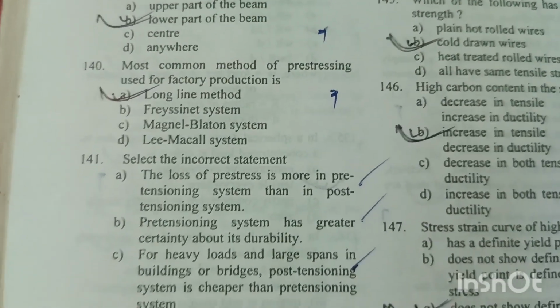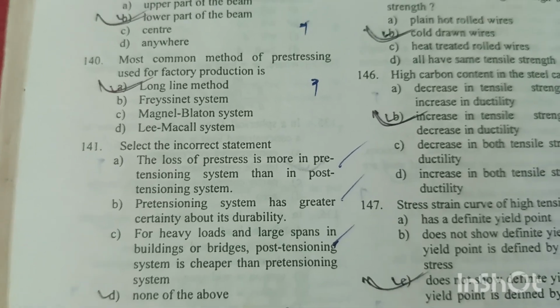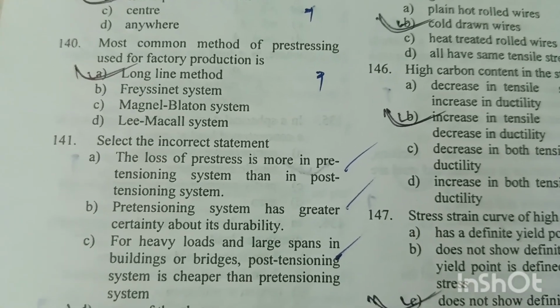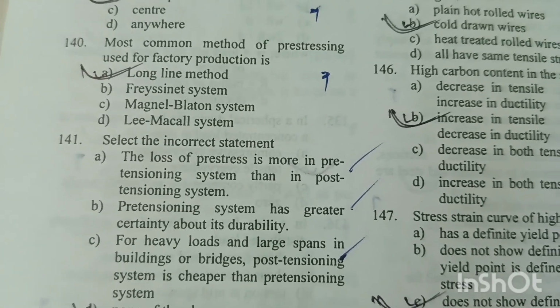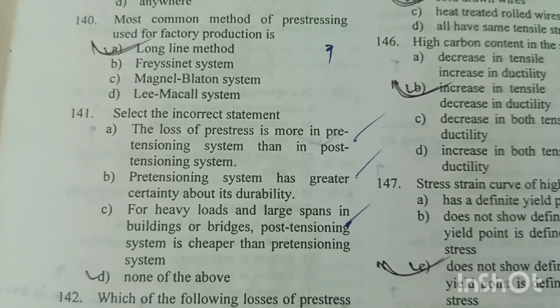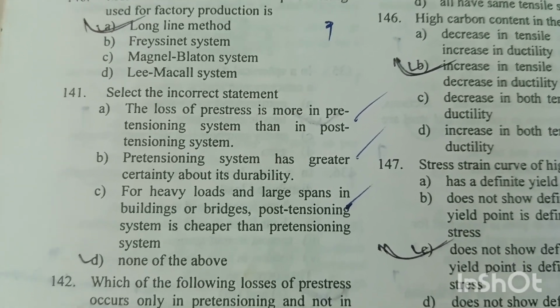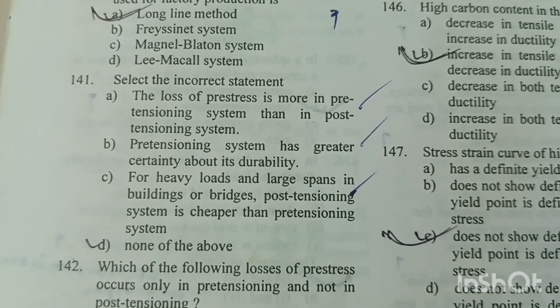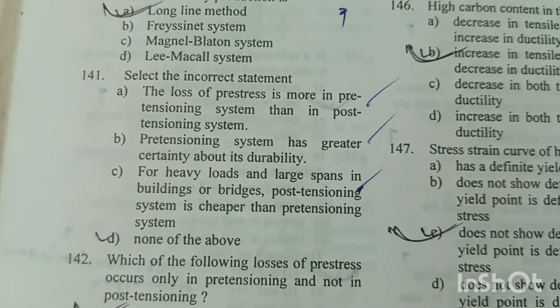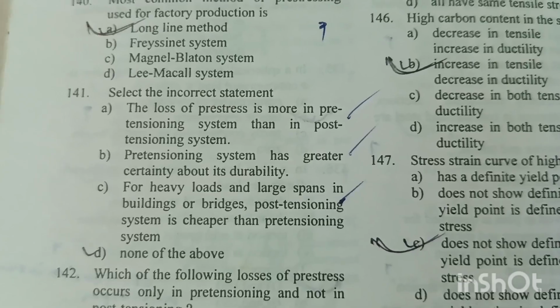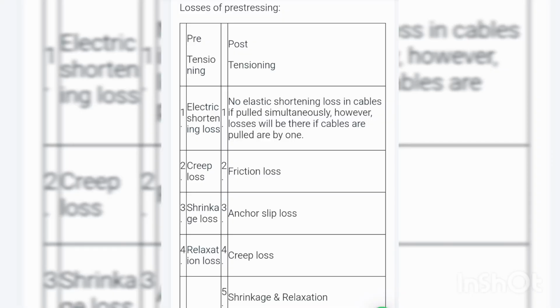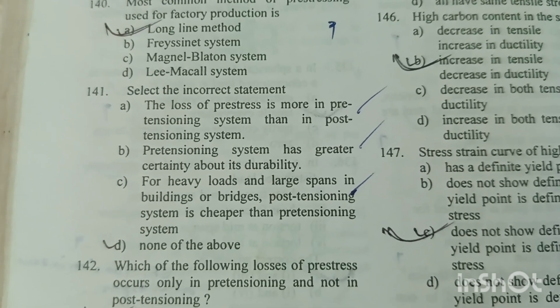Question number 141. Select the incorrect statement. Statement A. The loss of pre-stress is more in pre-tensioning system than in post-tensioning system. Right. Statement B. Pre-tensioning system has a greater certainty about its durability. Right. Statement C. For heavy loads and large spans in building or bridges, post-tensioning system is cheaper than pre-tensioning system. Right. So option D is right answer, none of the above.